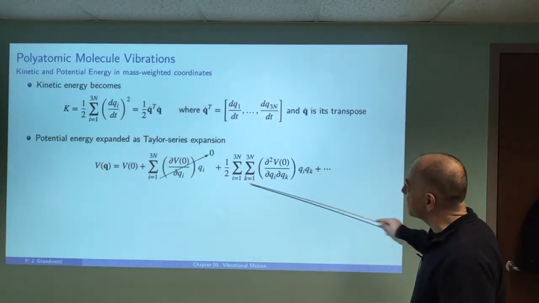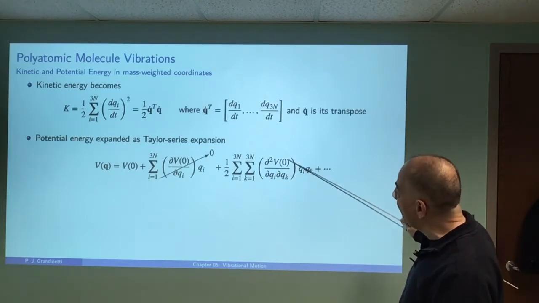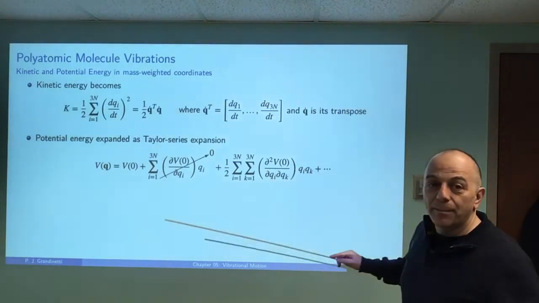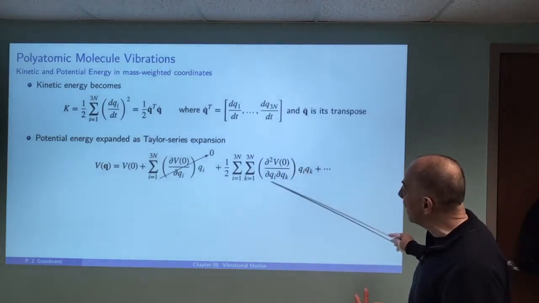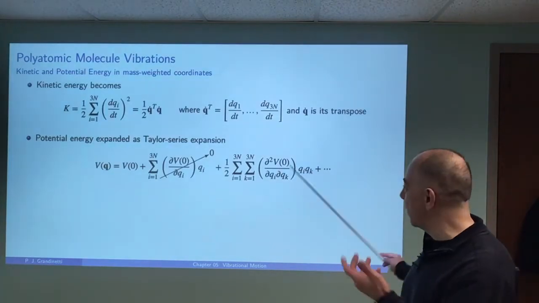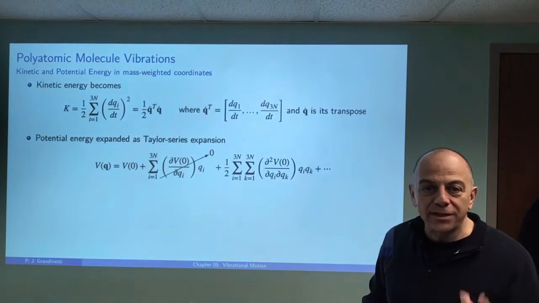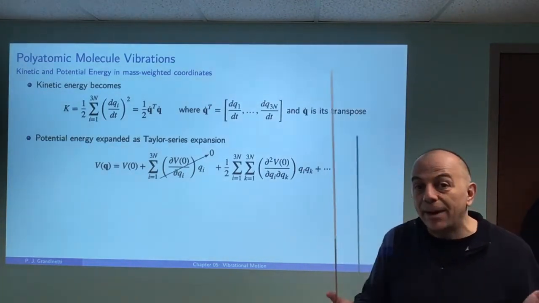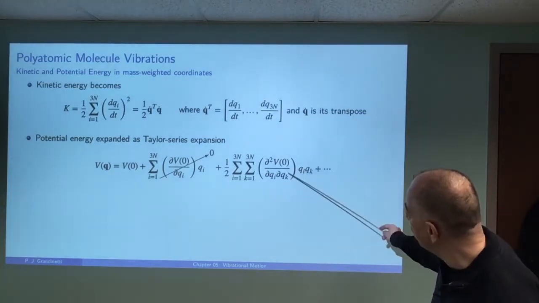And then the next leading term is going to be the second derivative. That term is going to be a derivative with respect to pairs of Q's, so a derivative with respect to Qi and then Qk, in the way I've written it here. In other words, that's going to be the matrix element of a 3n by 3n matrix. Okay, that's how that's going to look.